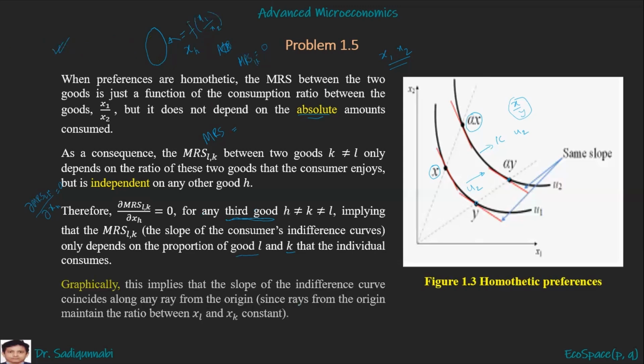So simply, we can check homotheticity by using MRS. If MRS is only a function of these two goods, then the function is a homothetic function. If it is dependent on any other goods, then it is not homothetic. So this ends our problem 1.5 and also ends our problem set 1.